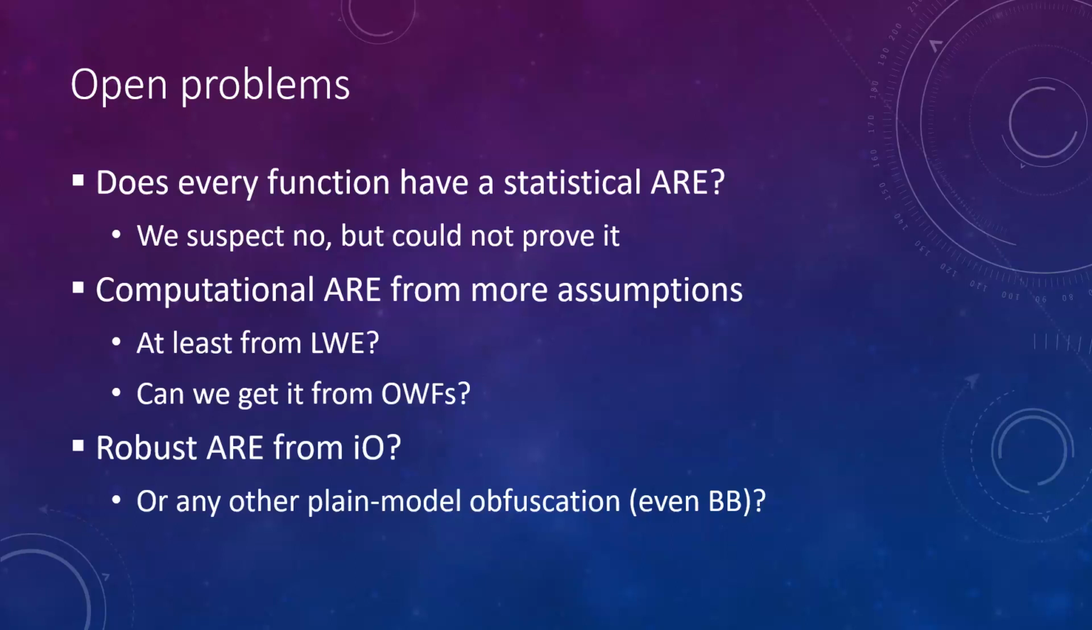And for the notion of robust ARE, we describe a construction in this ideal obfuscation model. We know that it implies iO. Can we construct it from iO? We don't know. Can we even do it from DDH, or from black box obfuscation? I don't know how to construct it. So that's all I wanted to say. Thank you.